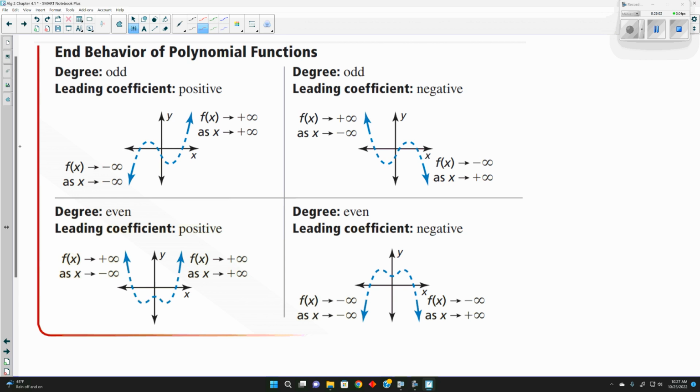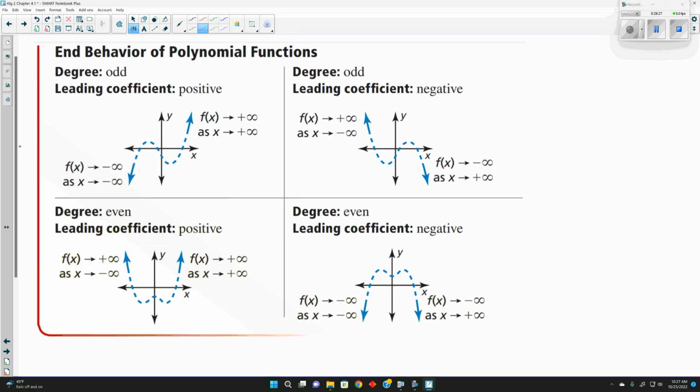And the other thing we look at is the leading coefficient. Well, there's 2 cases for the leading coefficient. It's either going to be positive or negative. Positive or negative. And y'all have this already down on your note sheet, yes?